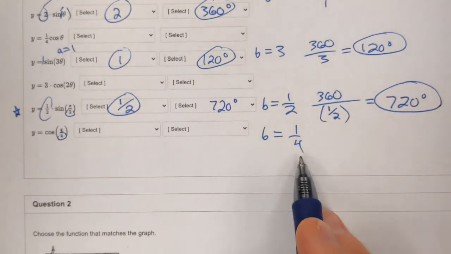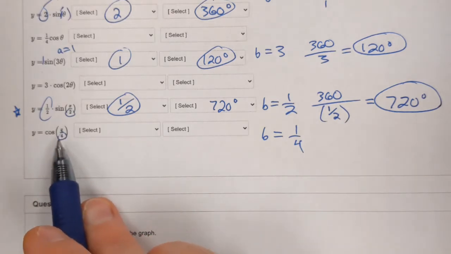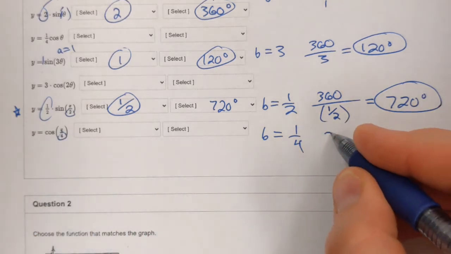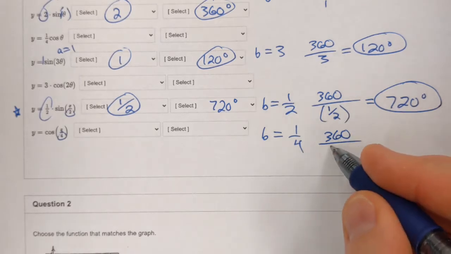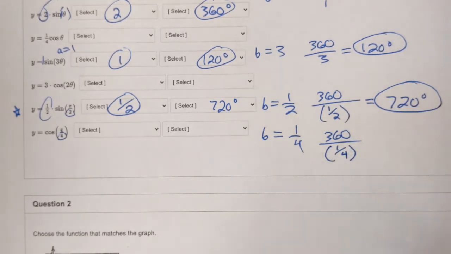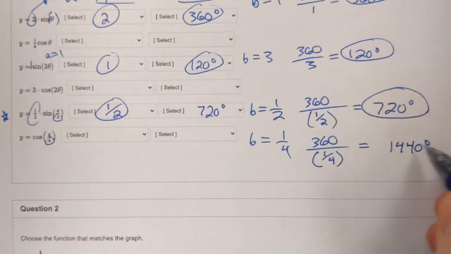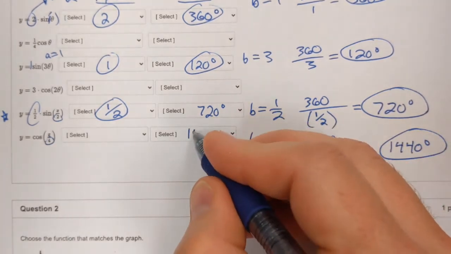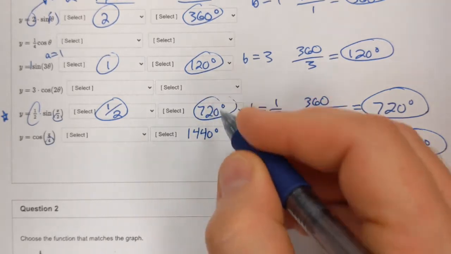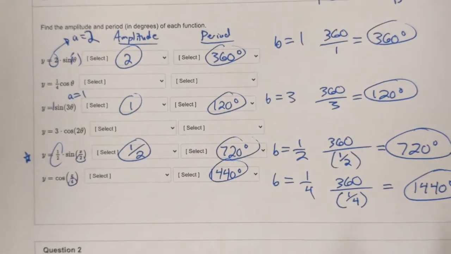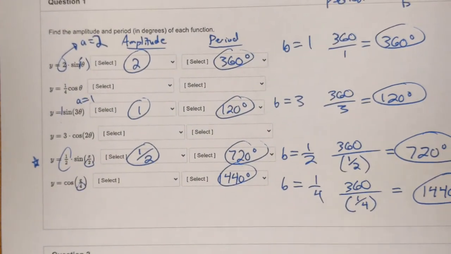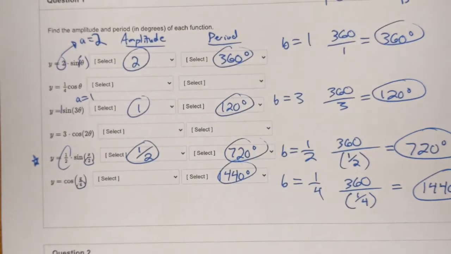Down here, this b value of 1/4 is actually going to quadruple the number. We take 360, and when you divide by 1/4, that's the same thing as multiplying by 4. That's going to come out to 1440 degrees. It's going to be a very large period. So I tried to give you help on this. I know this is going to be kind of a tough lesson, but hopefully that's a good help to get you started.